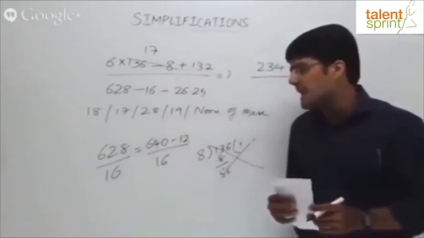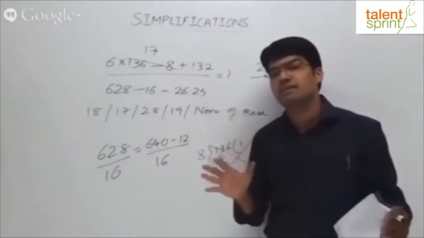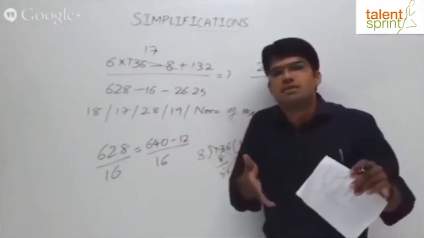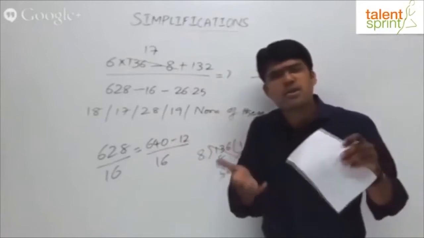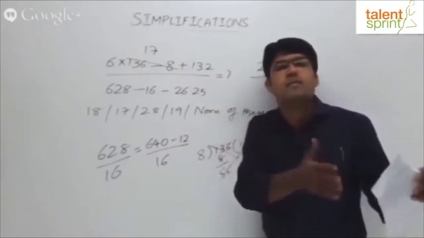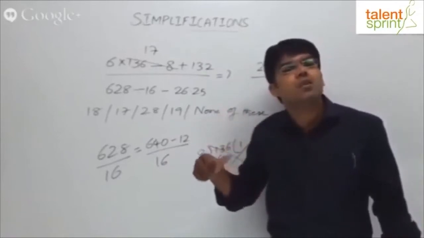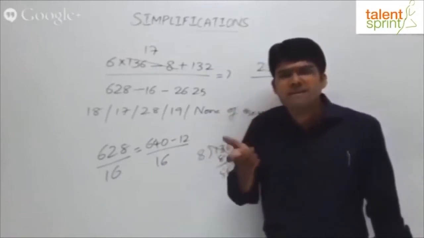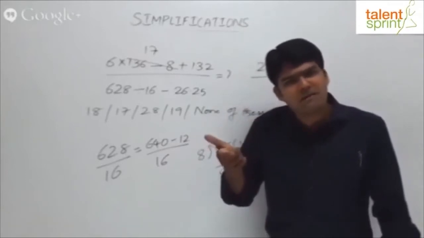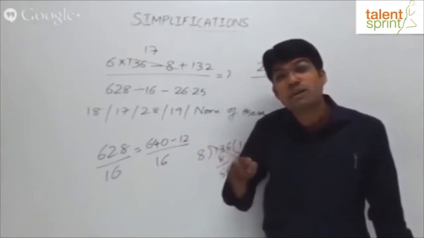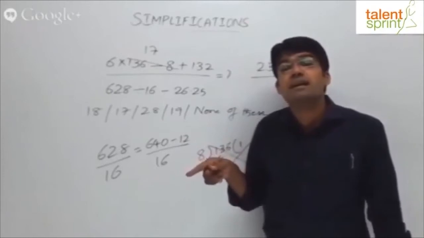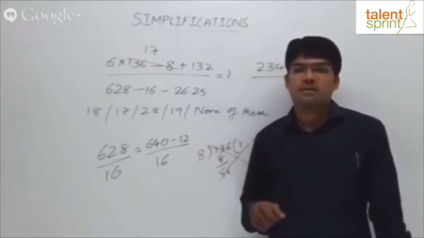Are you able to follow? Now try and understand. You don't have to write this step. It's all visualization. 640 by 16 will be how much? 40. 64 by 16 is 4, so 640 by 16 will be 40. 40 minus, what's the left out part? 12 by 16. What is 12 by 16? 12 by 16 is 3 by 4. 3 by 4 is 0.75. So 40 minus 0.75, how much is that? 39.25. Are you able to follow?